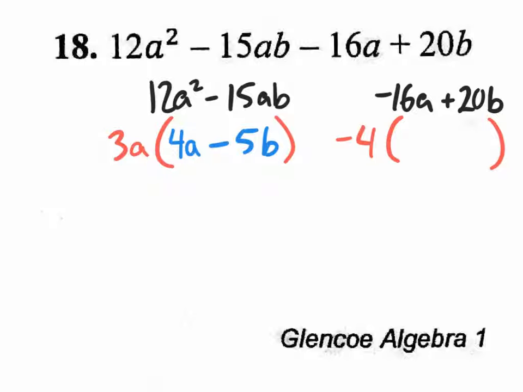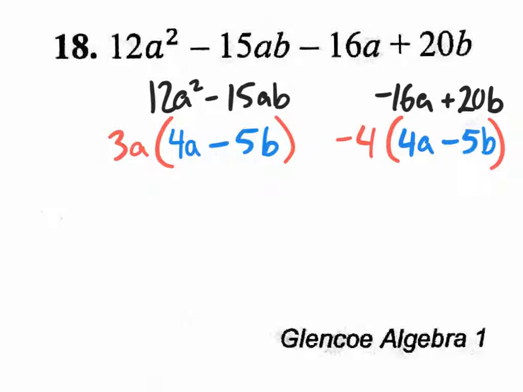That way, when you think, okay, negative 4 times what will get us a negative 16a? That'll be a positive 4a. And when you say negative 4 times what will get us a positive 20b? That'll be a minus 5b, because a negative times a negative is a positive. So by pulling out a negative with the 4, it'll actually get us the same identical binomial. And that's what we need. We need an identical binomial.